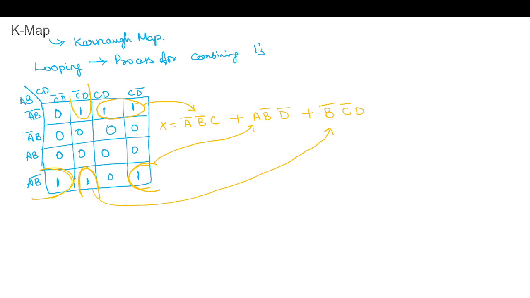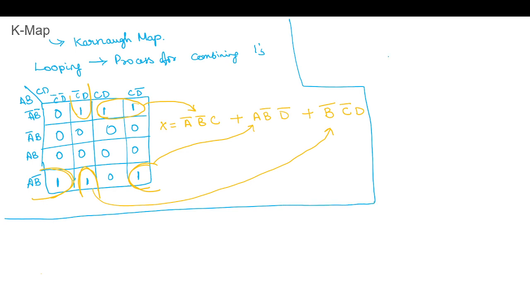In this way, we can form a group of two elements. Next, we can also form a group of 4 and a group of 8. And when forming the group, we will search for the highest possible group. We'll start by checking if a group of 16 is possible, then 8, then 4, then 2. Otherwise, we will form a group of 1. And this is for the 4 variable K map.